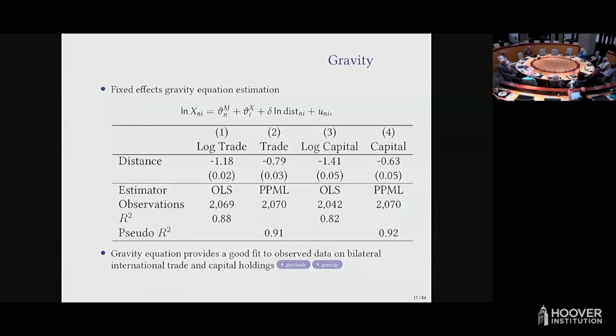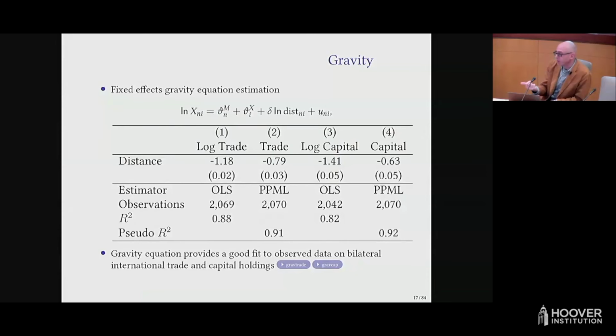Yeah, that makes a lot of sense. You can monitor your factory, et cetera. It's actually really interesting. Here we aggregate them, but we've also run it. We report in the paper what happens if you split it out. And the elasticity is actually really similar for portfolio and direct investment.